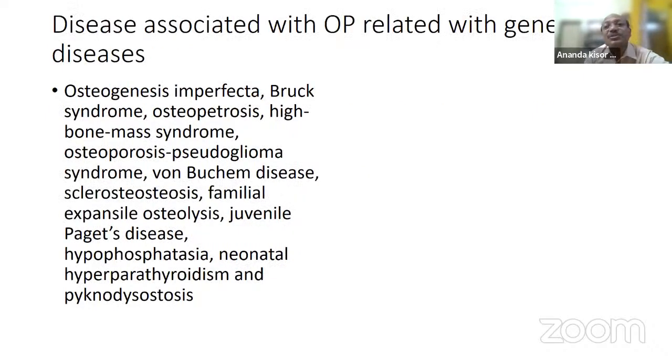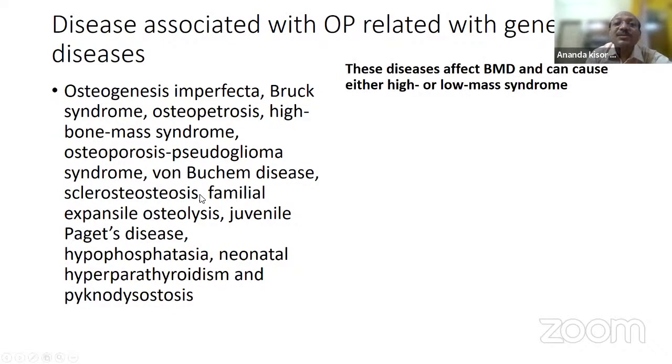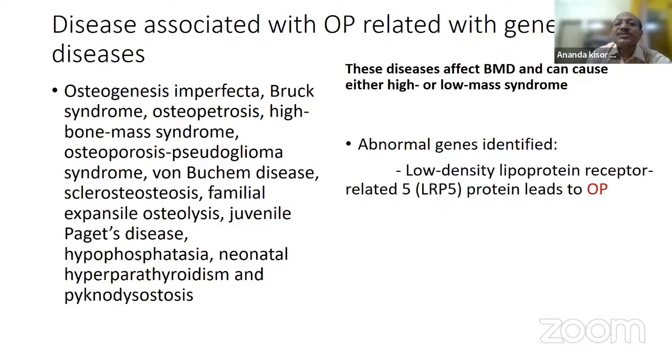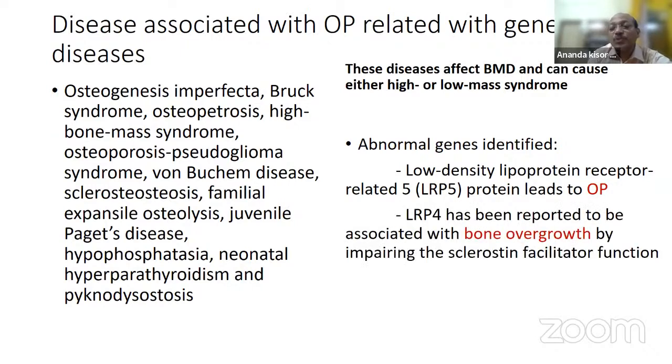Now, what are the diseases associated with some defective genetic aspects? Osteogenesis imperfecta, and there are several others in the list. What do these diseases do? They affect the bone mineral density. They can cause either osteopenia or severe deposition of bone, that is the high or low bone mass syndrome. The abnormal genes identified include the low density lipoprotein receptor related protein 5, the LRP5 protein, which leads to osteoporosis. Another gene, LRP4, causes bone overgrowth by impairing the sclerostin facilitating function.